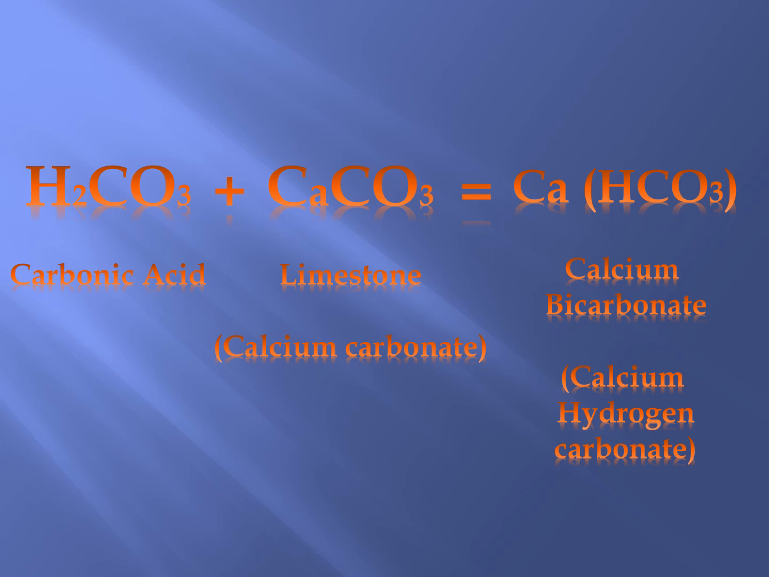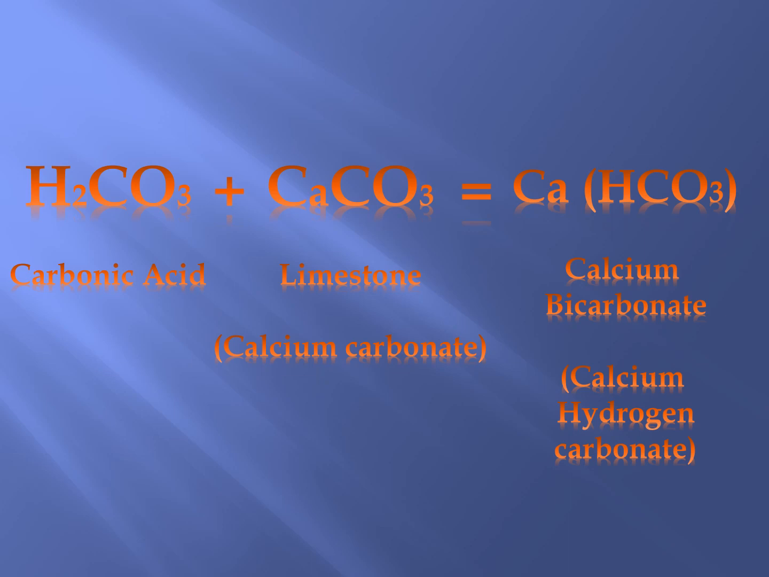It turns the calcium carbonate into calcium bicarbonate, which is a weak solution, and that is how limestone is weathered by carbonation. And that is how the process of carbonation works. Carbonic acid, which is a weak acid, is actually a combination of water and carbon dioxide, and it turns calcium carbonate, or limestone, into calcium bicarbonate, which is a weaker solution. And that is what happens in carbonation.